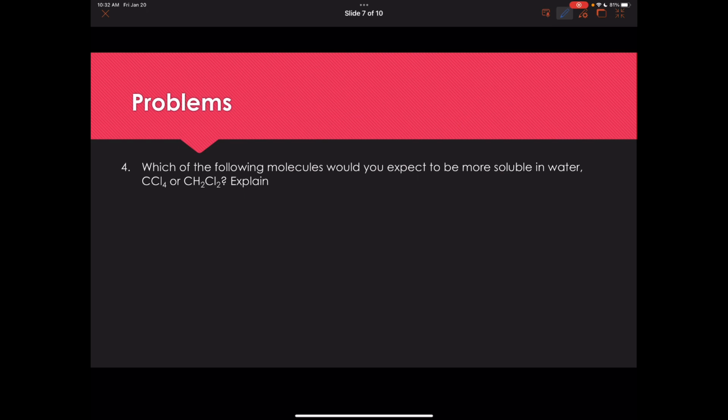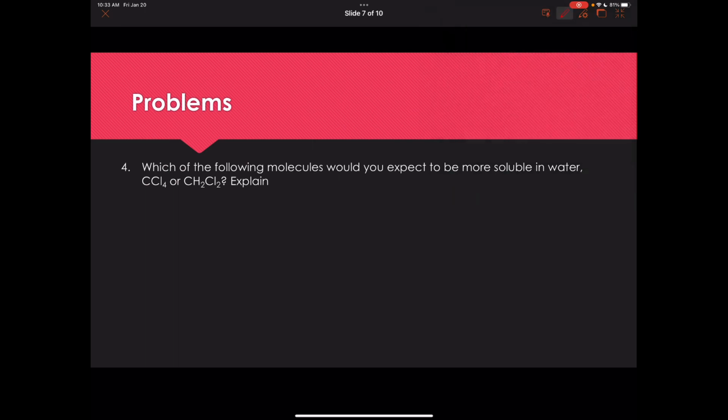So we've looked at going through and identifying what intermolecular forces we have and seeing what forces our compounds share in common to determine why they would mix. But we also want to use that information to determine which molecule might be more soluble in a particular solvent, or what solvent might be better to dissolve particular solutes. So if we look at problem number 4 here, we're asked which of the following molecules would we expect to be more soluble in water, CCl4 or CH2Cl2?